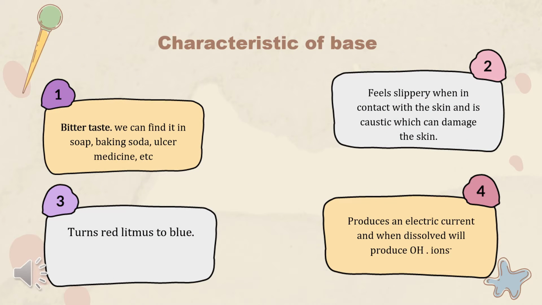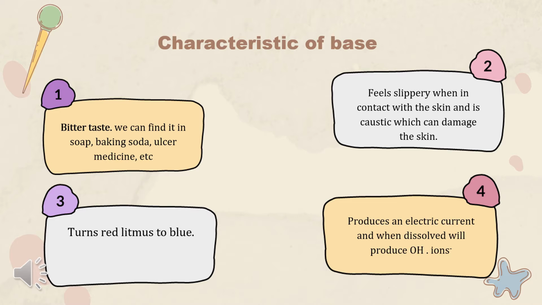Okay, after we know the characteristics of acid, now we must know about the characteristics of base too. So, what are the characteristics of base? First is bitter taste. Base has a bitter taste, and we can find it in salt, baking soda, usual medicine, and many more.